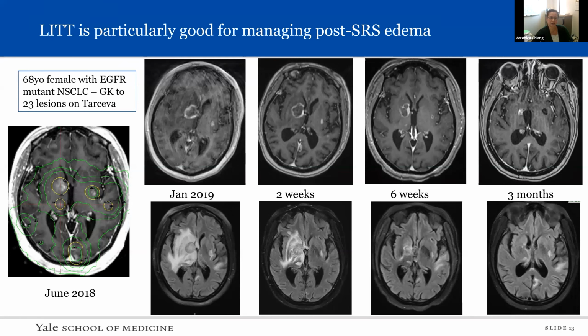And then this case highlights really where LITT fits into my practice today. So this is a 60-year-old lady with EGFR mutant non-small cell lung cancer. These lesions tend to be multiply metastatic to the brain. And so you can see she got radiosurgery to 23 lesions while she was on Tarceva in lieu of trying to avoid whole brain radiation therapy. Of all the lesions that were treated, the only one that was problematic was this one in the right basal ganglia.